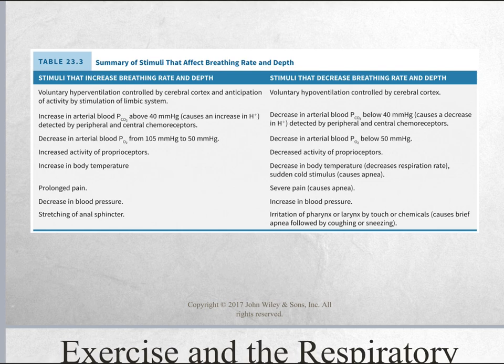An increase in arterial blood CO2 above 40 millimeters of mercury causes an increase in hydrogen ions, which will be detected by peripheral and central chemoreceptors. On the flip side, stimuli that decrease breathing rate: a decrease in arterial blood PCO2 below 40 millimeters of mercury causes a decrease in hydrogen ions. This is going to be detected by the peripheral and central chemoreceptors and will adjust by decreasing breathing rate. We can increase the activity of proprioceptors. We could also decrease the activity of proprioceptors, again going to increase or decrease breathing rate accordingly.